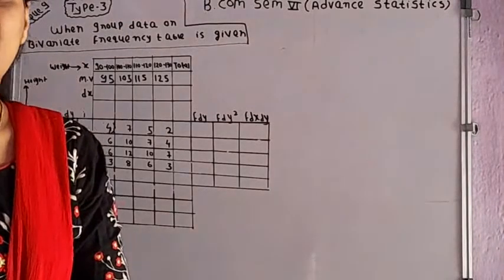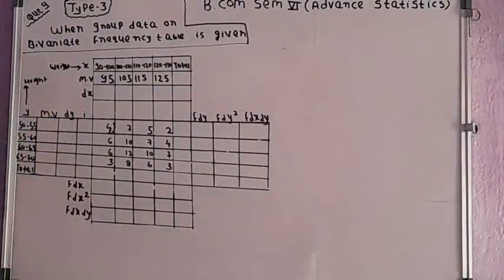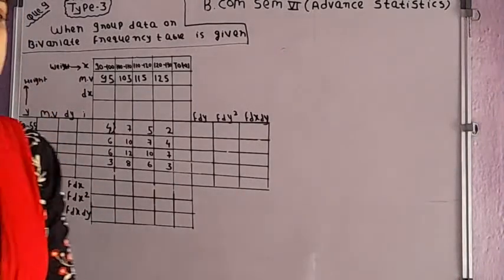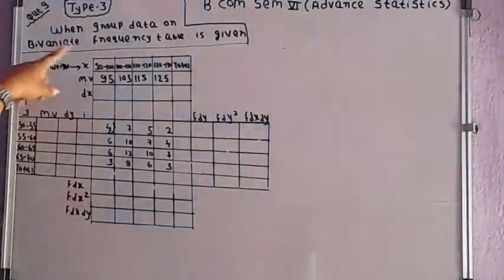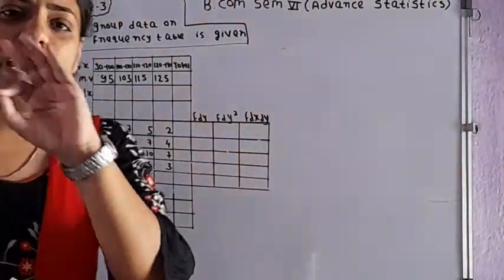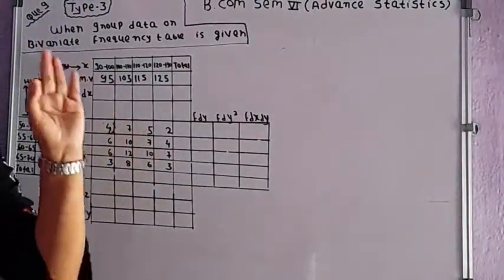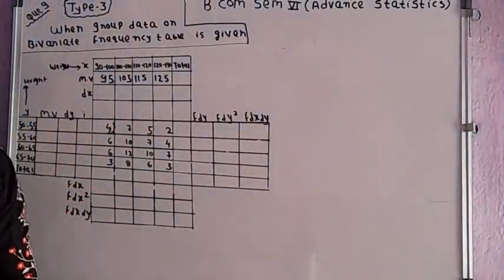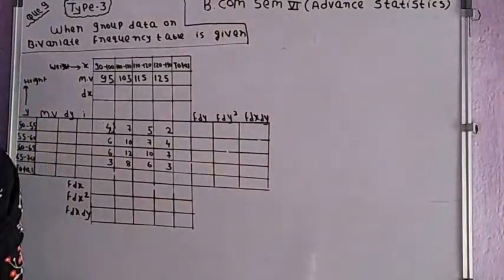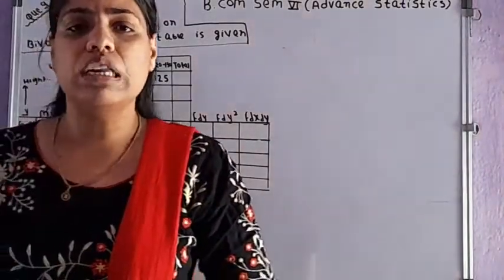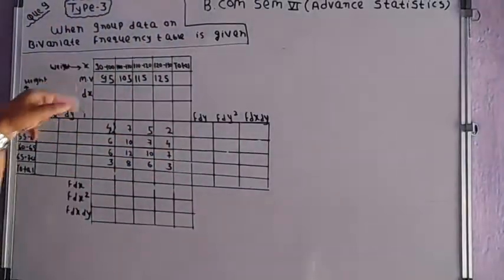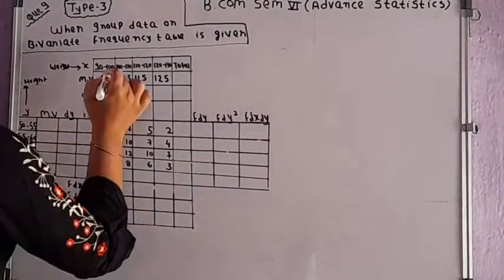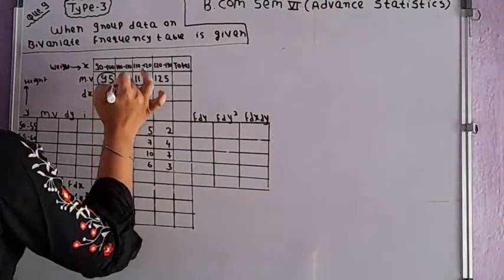Now what is the next step? Next step is we have to find out dx. Dx means deviation from X series. For this, what we require? We require to find out the assumed mean. You can take any number as assumed mean, but here we are following a particular practice of taking the smallest number of the series as assumed mean, so that the calculation part can become easier for us. So here what is the smallest number? 95. So we are considering this 95 as our assumed mean.